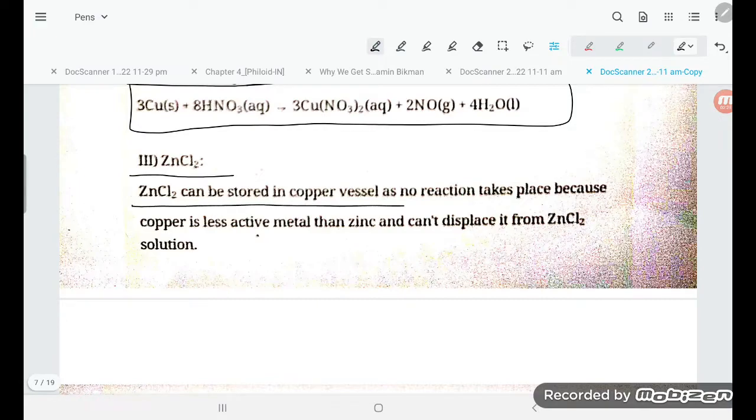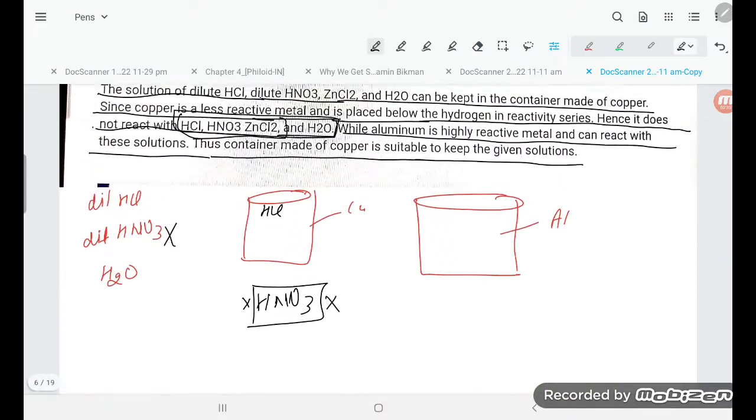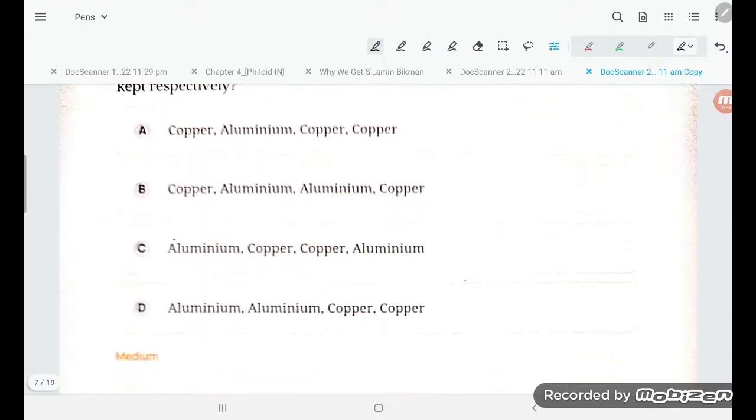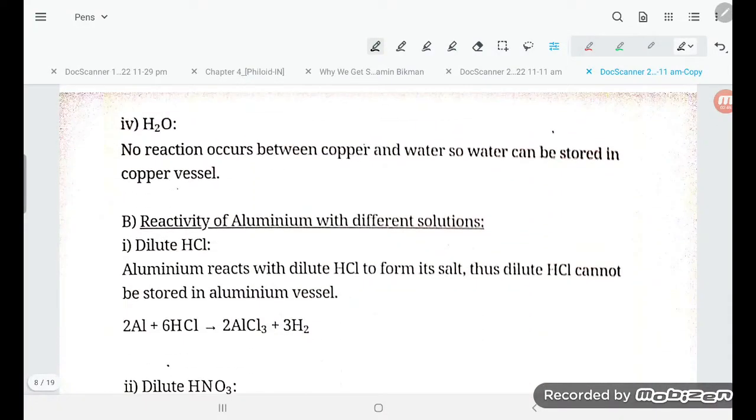ZnCl2. ZnCl2 can be stored in copper vessels and no reaction takes place, because copper is a less reactive metal than zinc and can't displace it. So here ZnCl2 can be stored, and obviously water also can be stored. So this is what the answer is. H2O, no reaction occurs between copper and water, so it can be stored in the copper vessel.